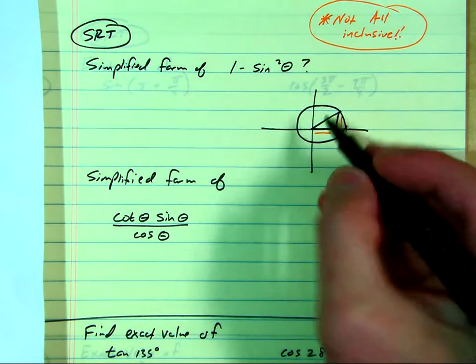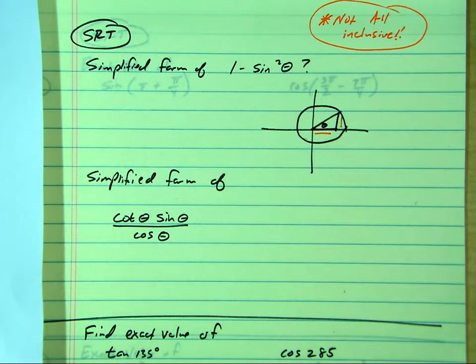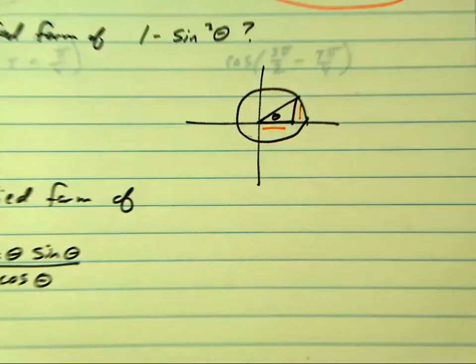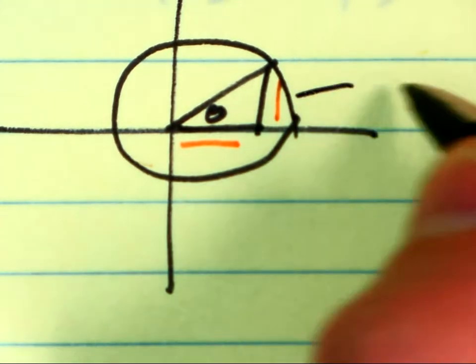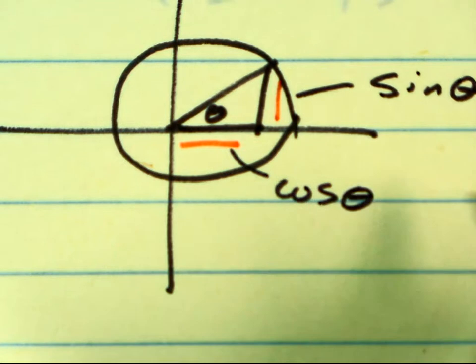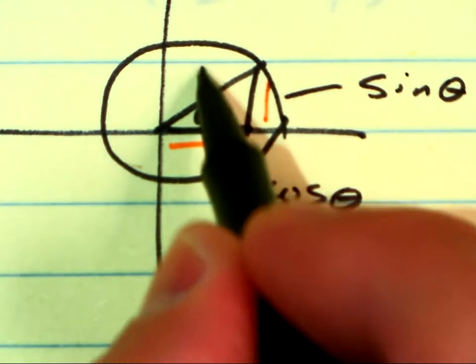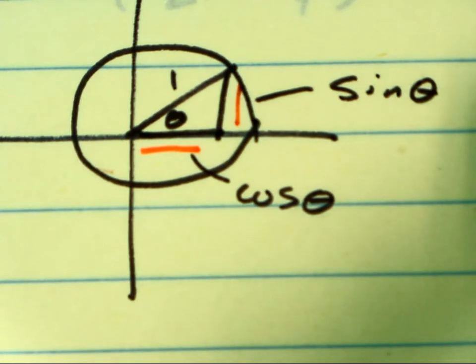Let's say I have, this is angle theta, just some angle in the first quadrant. I'm going to zoom in a little bit because I wrote it too small. The little orange marks I wrote down there, isn't this the sine of theta? And isn't this one the cosine of theta? Isn't the unit circle radius 1? Hey, what's the Pythagorean theorem say?